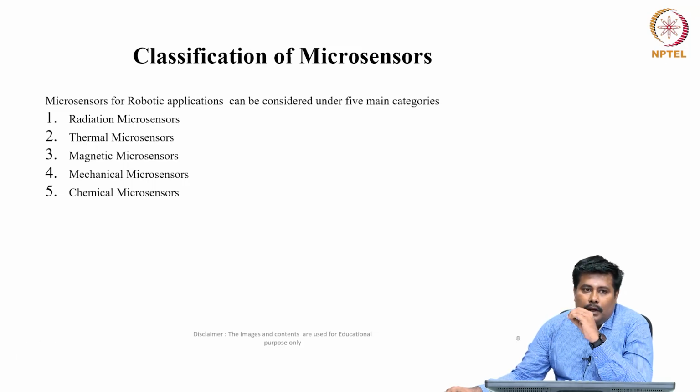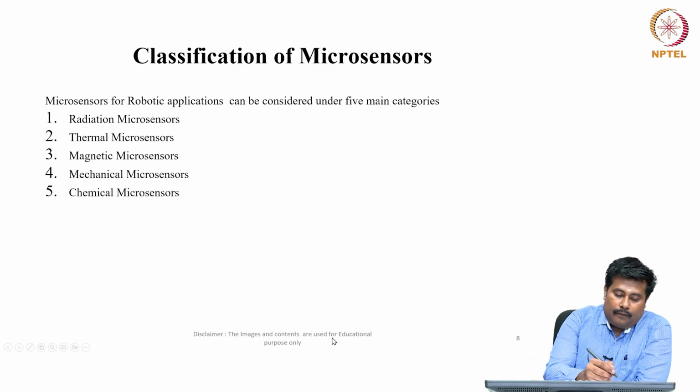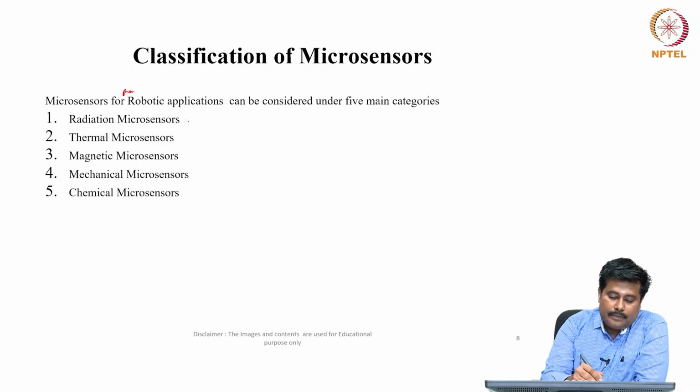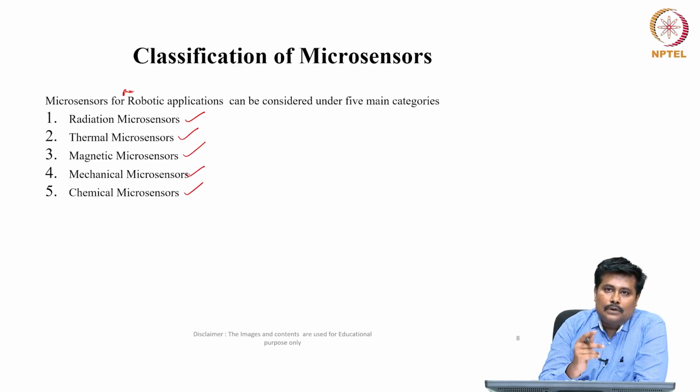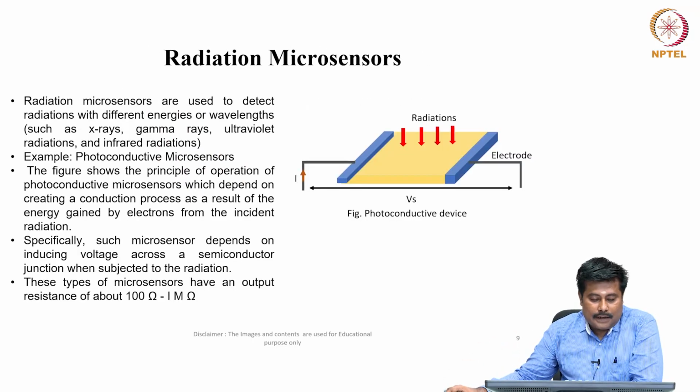Now, when we narrow down our microsensors from a robotic application point of view, in particular for micro robotic applications, they can be considered under 5 main categories. One is radiation based microsensors, thermal microsensors, magnetic microsensors, mechanical microsensors and chemical microsensors. Let us go one by one about the different types of microsensors and the usage, application and design of these microsensors for different functional characteristics.